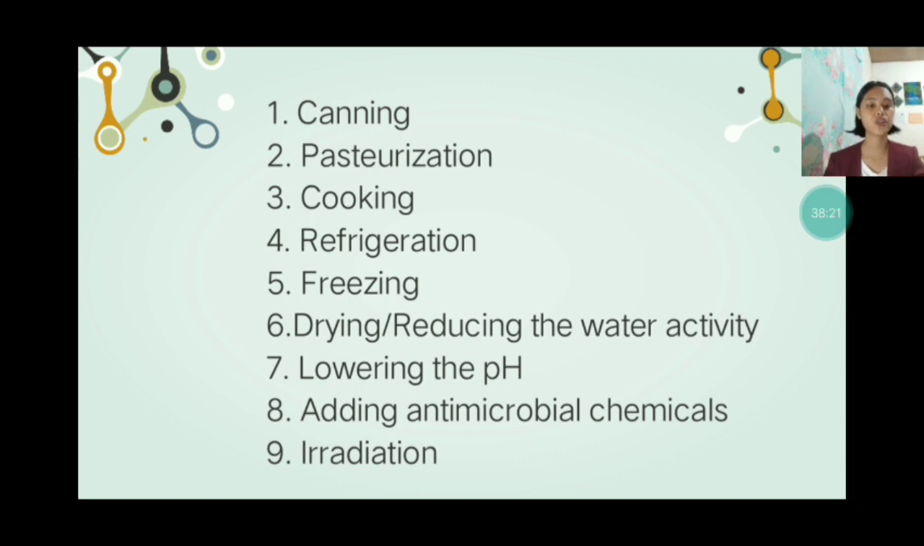Fourth is refrigeration. Refrigeration preserves food by slowing the growth rate of microbes. Many organisms, including most pathogens, are unable to multiply at low temperature. Fifth is freezing. Freezing stops microbial growth because water in the form of ice is unavailable for biological reactions. A portion of the organisms will actually be killed by damage caused by ice crystals, but remaining organisms can grow and spoil food once it is thawed.